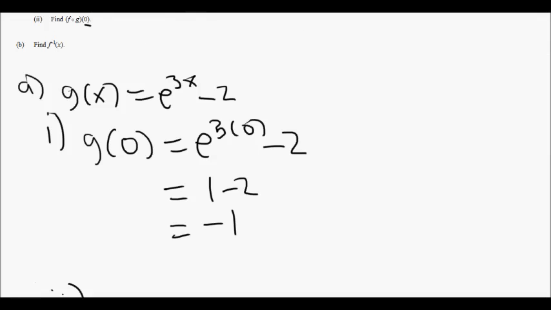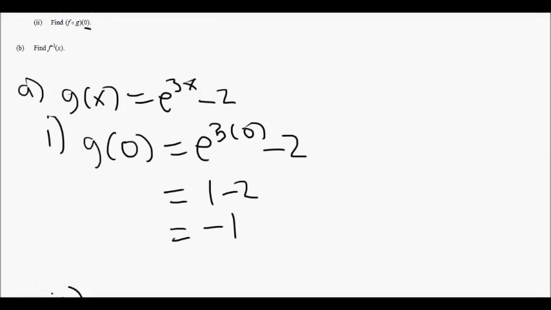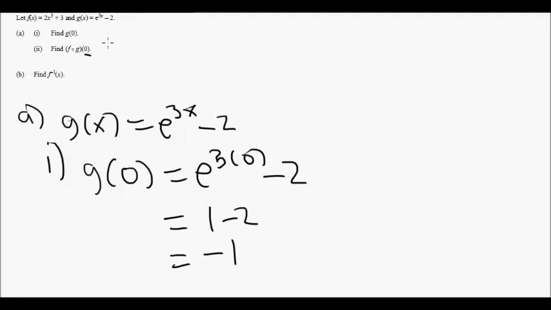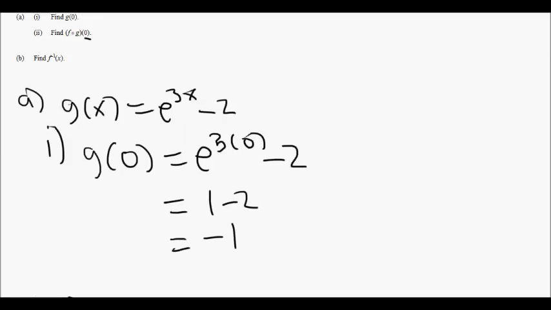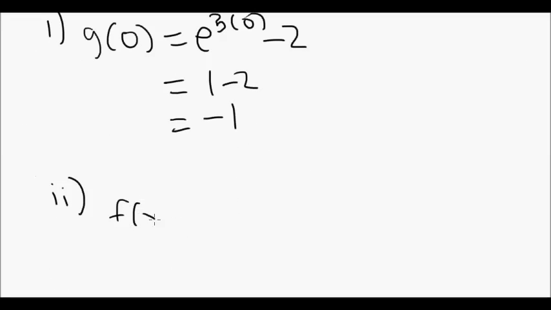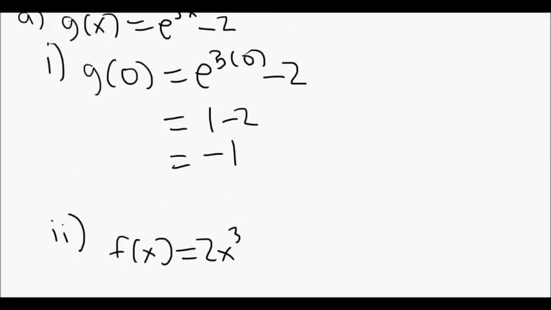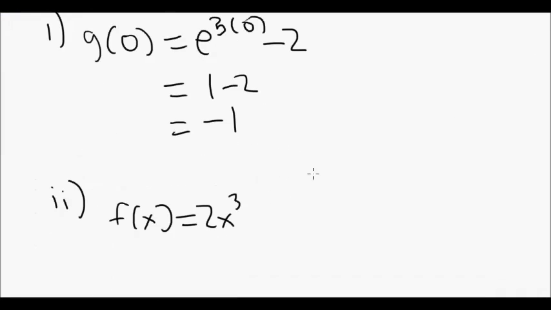First of all, what we need is information on what f of x and g of x are. As stated in the problem, f of x is 2x cubed plus 3, and g of x is e to the 3x minus 2. So f of x is equal to 2x cubed plus 3, and g of x is going to equal e to the 3x minus 2.